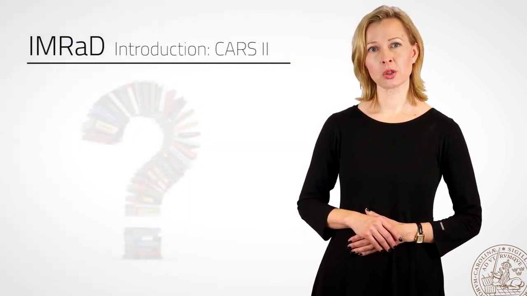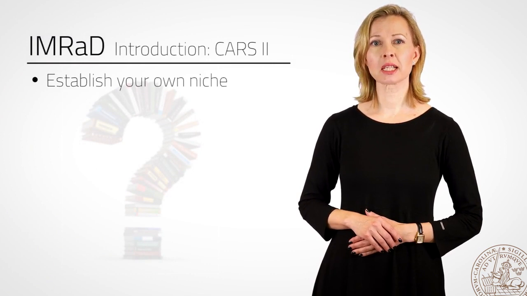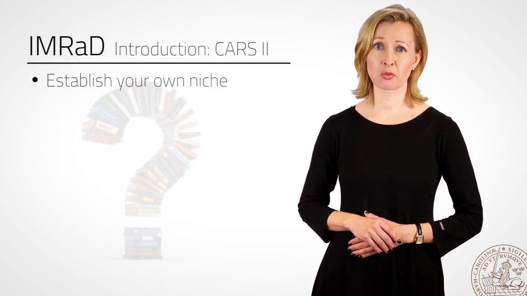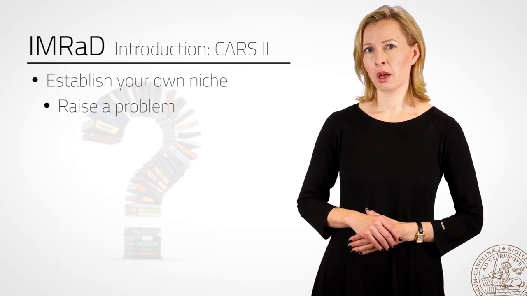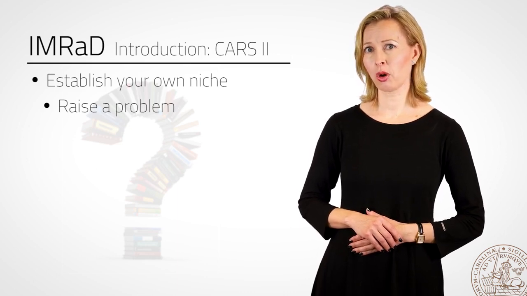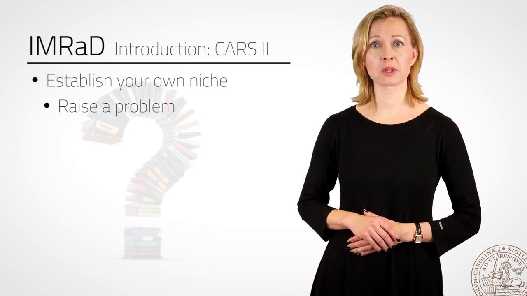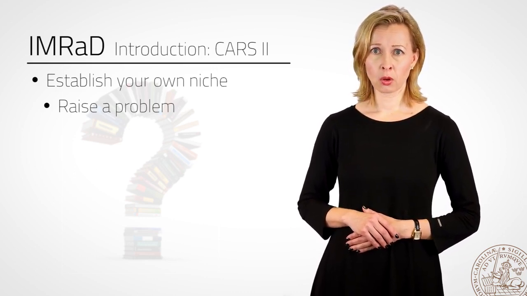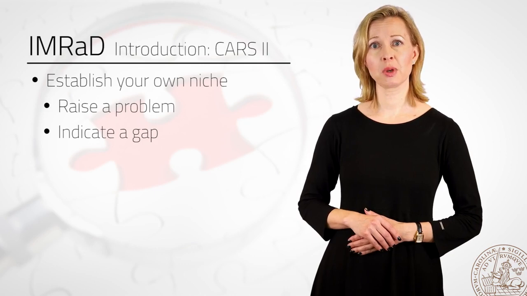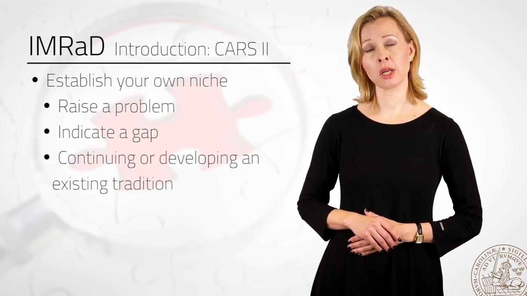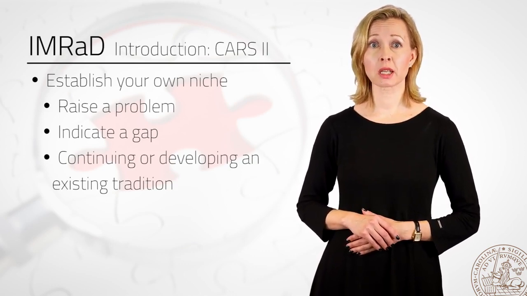Move 2, according to the CARS model, involves establishing your own niche. To do this, you might counter some claims that other researchers have made. Maybe you will raise some sort of problem that needs an answer, a problem that previous work has not been able to solve, or the solutions are somehow incomplete, or they introduce a number of new problems that also need to be solved. Or perhaps you might indicate a gap where there is lack of research. It might also be valid to just claim that you are continuing or developing an existing tradition. Perhaps your goal is to apply someone else's ideas to new material.